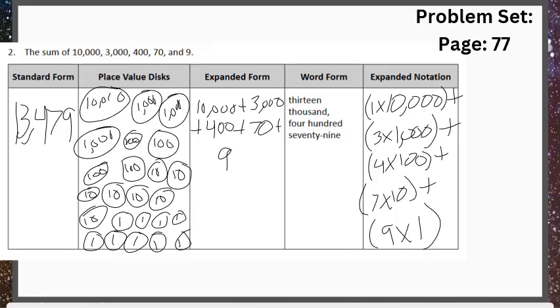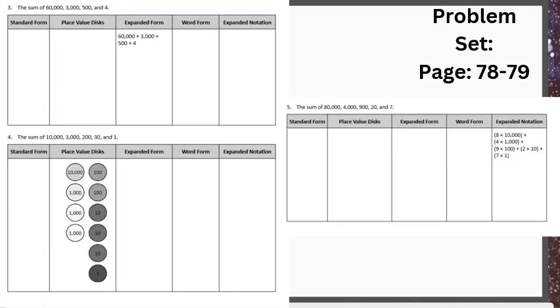Good. Now you try. On your problem set, these 3 problems are on pages 78 and 79. I want you to try your best to finish the tables for questions 3, 4, and 5. If you need help, feel free to ask.